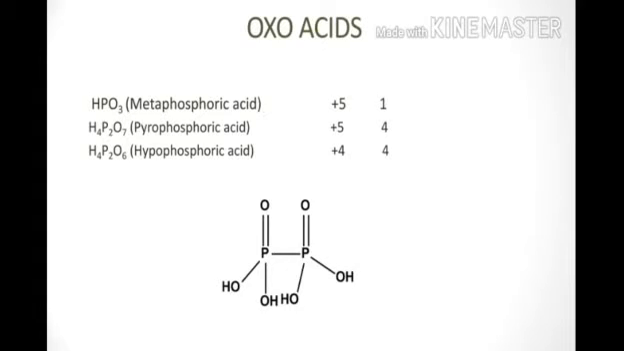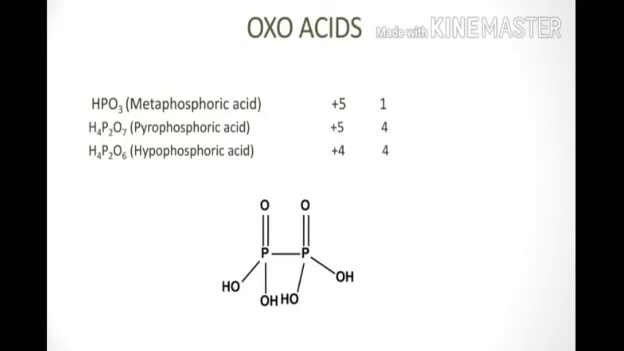Next one is HPO3, metaphosphoric acid. Here phosphorus is in +5 oxidation state, and when you draw the structure of HPO3 like the above oxo acids, you can see that HPO3 is a monobasic acid. The next one is H4P2O7, pyrophosphoric acid. Here phosphorus is in +5 oxidation state and the basicity is 4.